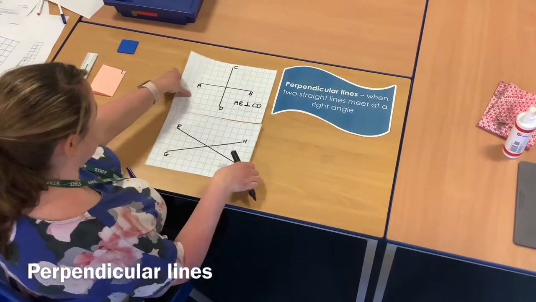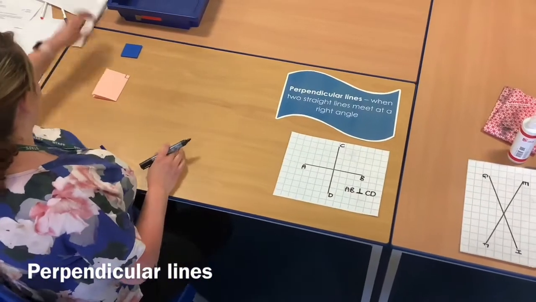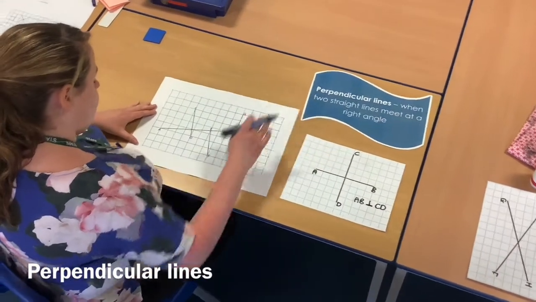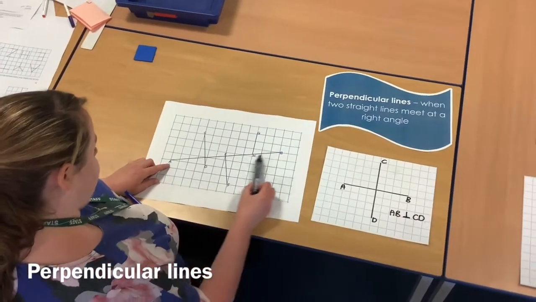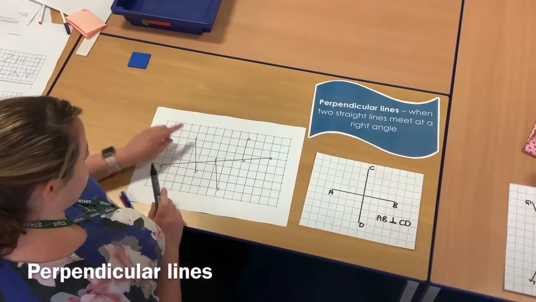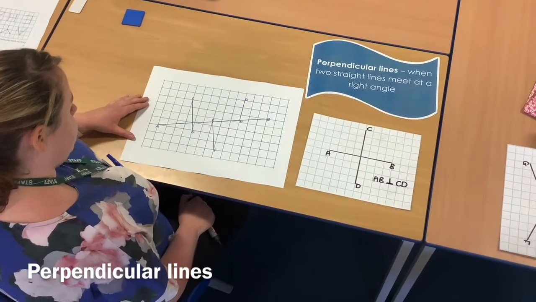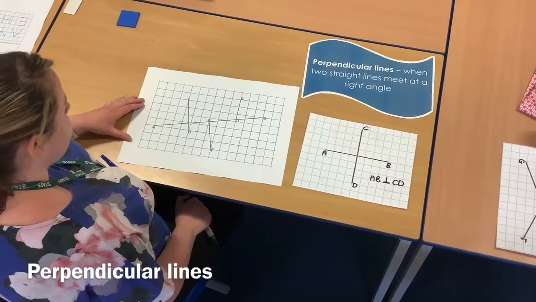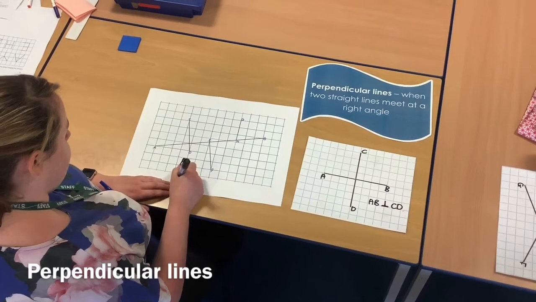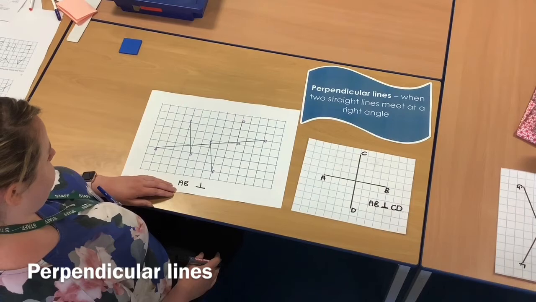Now you're going to have a bit of a go before I give you your task for today. Here I have some lines: line AB, CD, EF and GH. I'd like you to pause the video and see if you can work out which line is perpendicular to AB. You're looking for the line that is perpendicular to AB.